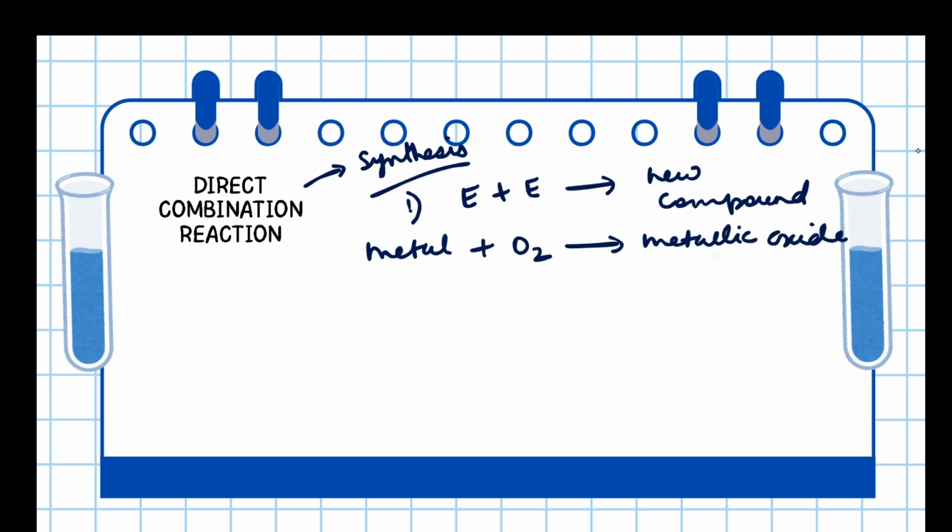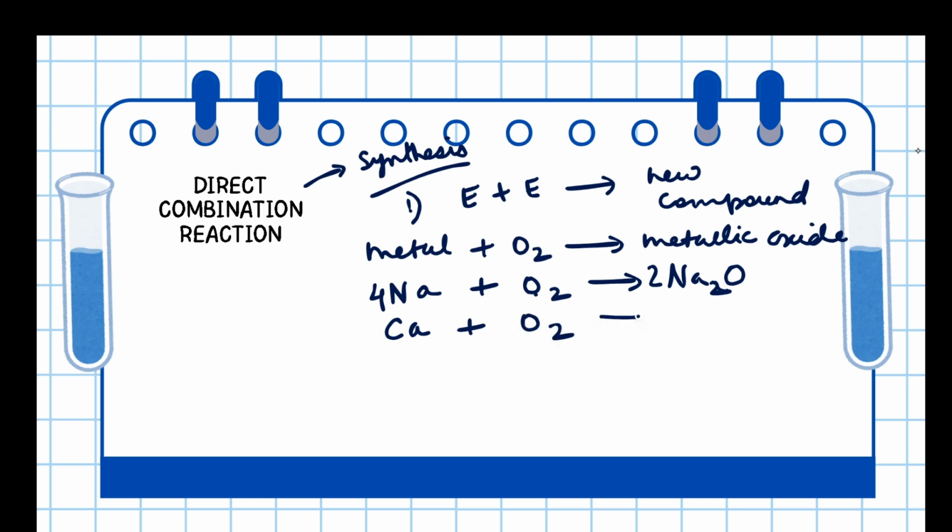If you remember, we have metals like sodium, potassium, calcium. Here we are taking sodium combining with oxygen, forming sodium oxide. You need to learn the complete balanced reaction of sodium combining with oxygen to form sodium oxide. The next metal we are taking is calcium: calcium combining with oxygen to form calcium oxide.